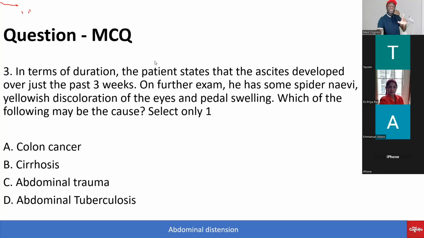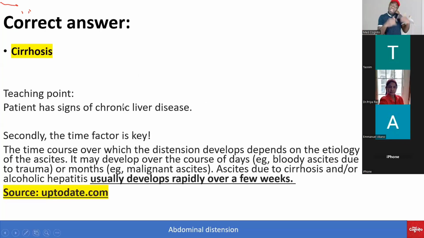Beautiful, beautiful. So look, this question was even saying in terms of duration, but you were able to use the spider nevi, the yellowish discoloration of the eyes, and the pedal swelling to say that this is cirrhosis. Now listen to what UpToDate also has to say about this. The answer is cirrhosis, and that is right. The patient has signs of chronic liver disease. That's what Dr. Raj said.